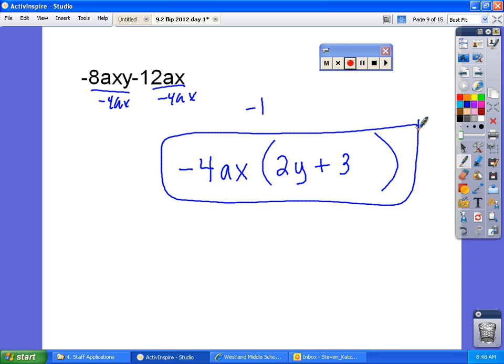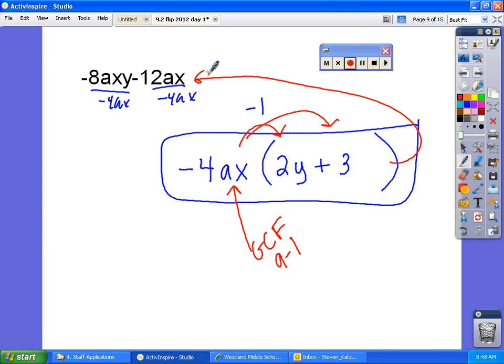And remember, if you can't think of the GCF off the top of your head, make sure you look at 9.1 and review how we can use prime factorization to get that. But remember, if you were to multiply this back in, you would end up at that original expression. But we wanted to do the opposite. We wanted to turn this into a multiplication problem.